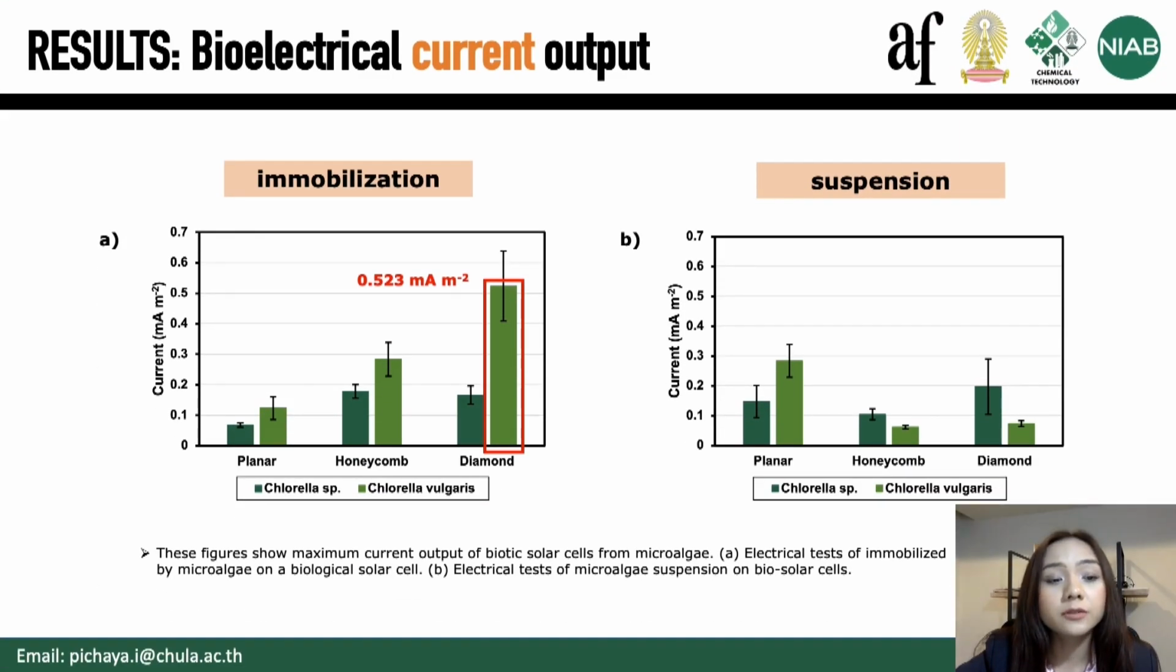For the result of the bioelectrical current output, as you can see, in most cases the immobilization enhances the current output compared to the suspension ones, and the highest current output that we achieved was the BPV with diamond-shaped structures with Chlorella vulgaris, and the current output was 0.523 milliamp per meter squared.